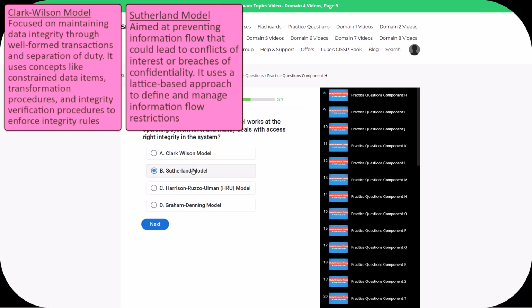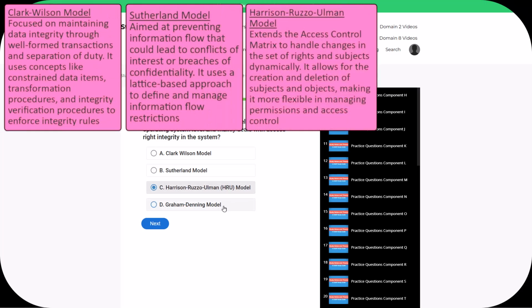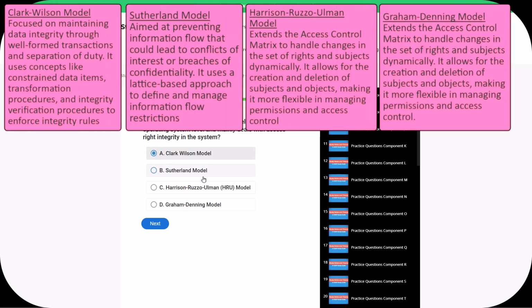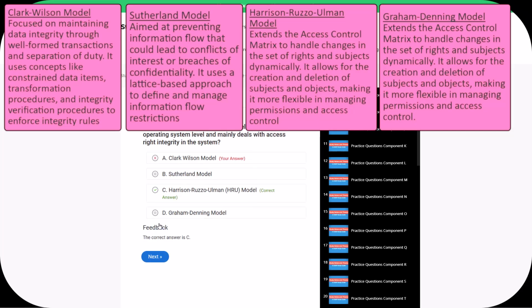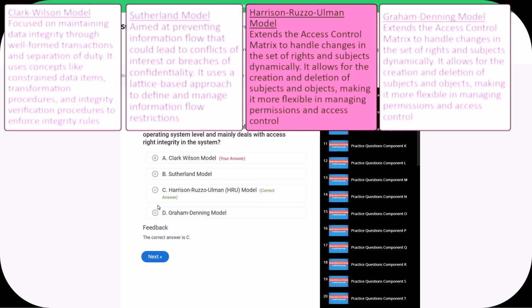I forget everything about the Sutherland model. I forget everything about the Harrison-Ruzzo-Ullman model, and I forget everything about the Graham-Denning model. All I know is that Clark-Wilson is an integrity model, and that's what I'm going to have to go with. Okay. No, it's not. It's the Harrison-Ruzzo-Ullman model. The correct answer is C.